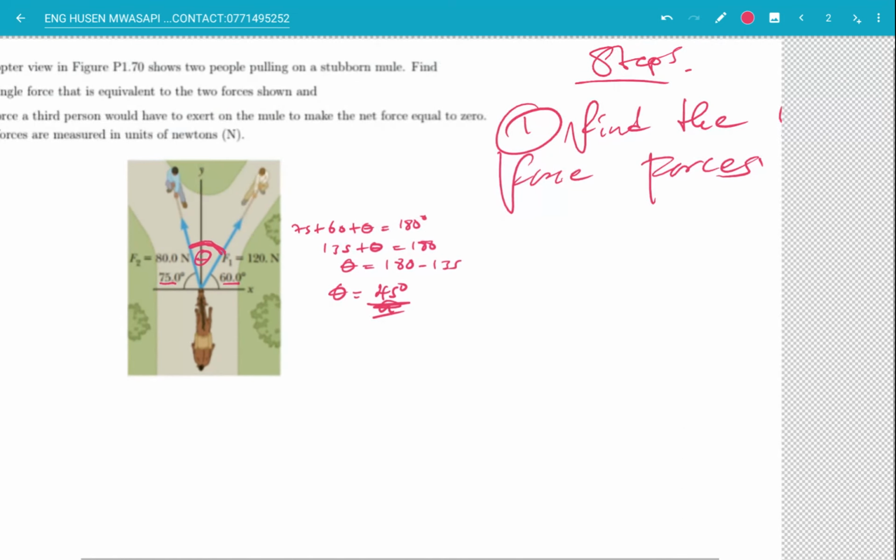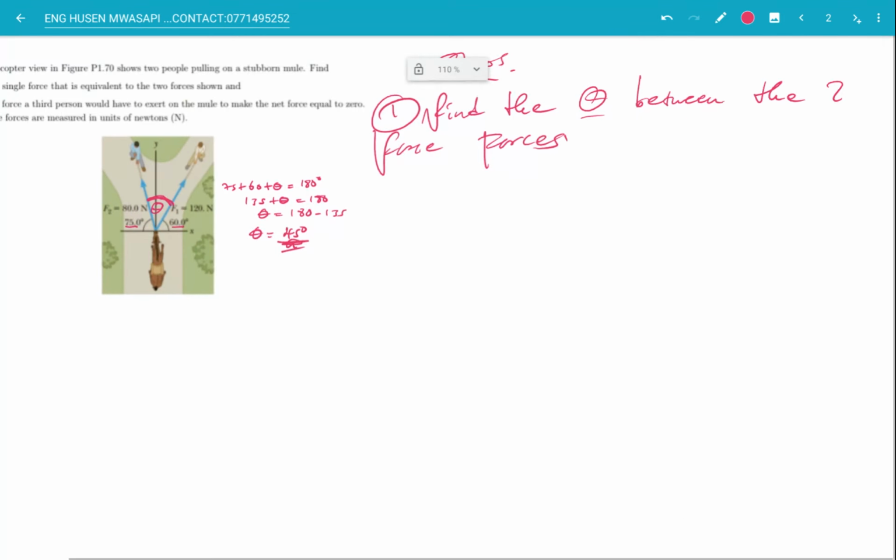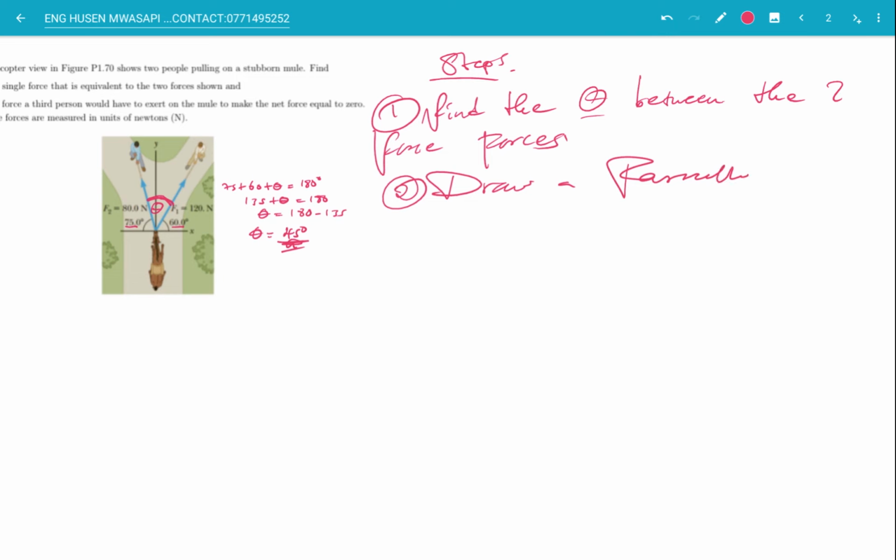But anyway, this is something simple. Once you find the angle between the two forces, all you have to do is follow step 2, which says draw a parallelogram. You don't really need a ruler or dimensions to draw this parallelogram. You can just draw any rough parallelogram, so long as it's a parallelogram. Let me draw it so you can easily remember it. I'll use blue. So this is my parallelogram.